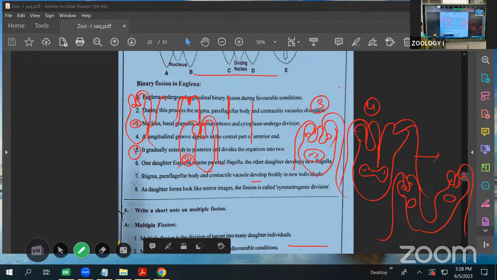See, the daughter individuals are formed like mirror images. They look the same as each other. That's why we call them mirror images. This fission is called symmetrogenic division. Sometimes it is also important for the VSAQ. What is symmetrogenic? After the longitudinal binary fission, euglena daughter individuals are the same, like mirror images. That type of division is called symmetrogenic division. Here, this is about the longitudinal binary fission in euglena.